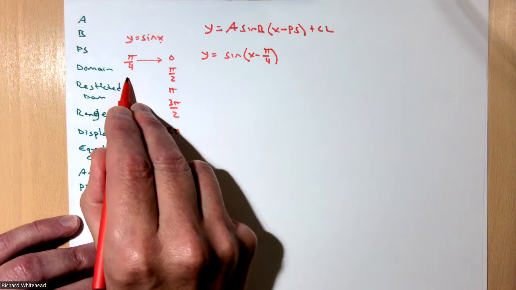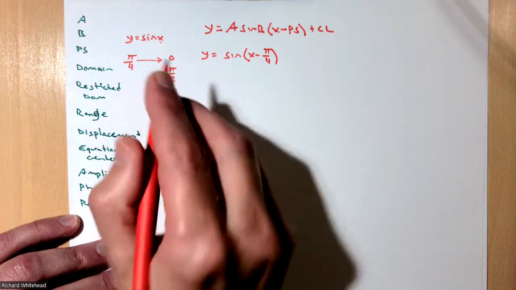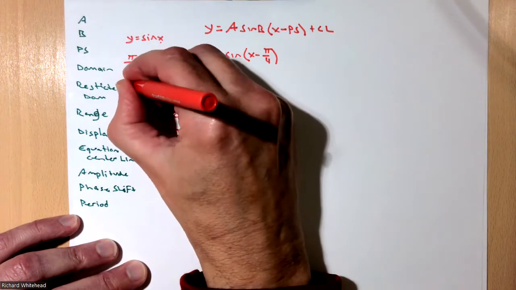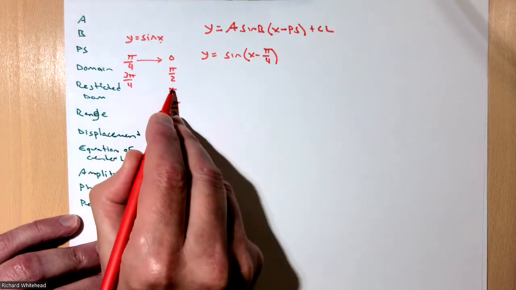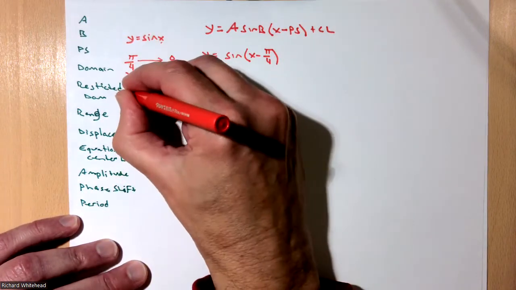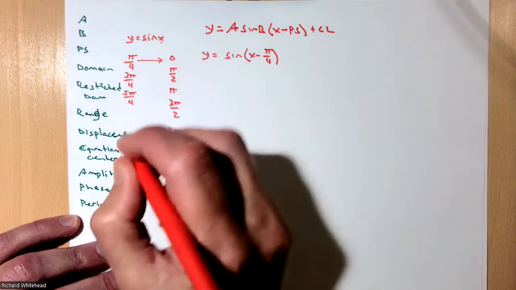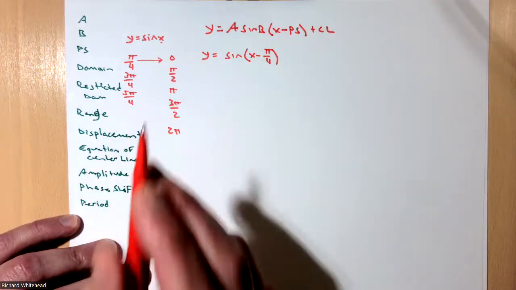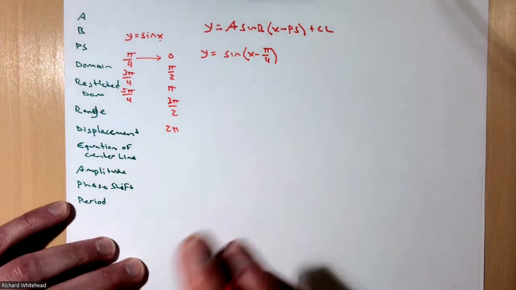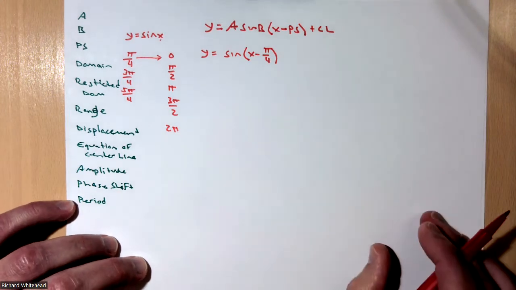So the next piece has to be something to get pi over 2, so the next piece would have to be 3 pi over 4. The next piece to get pi would have to be 5 pi over 4. So you're thinking, well, how am I supposed to figure all that out? Well, here's the way we're going to do it, and it's very straightforward.